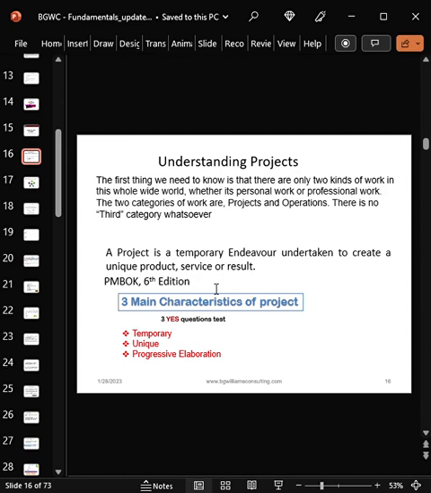Or maybe you are into cars, and you want to provide new solar panel cars. At the end of the day, you're going to have a unique product which is physical and tangible. Or in the case of service, maybe you want to overhaul your processes.